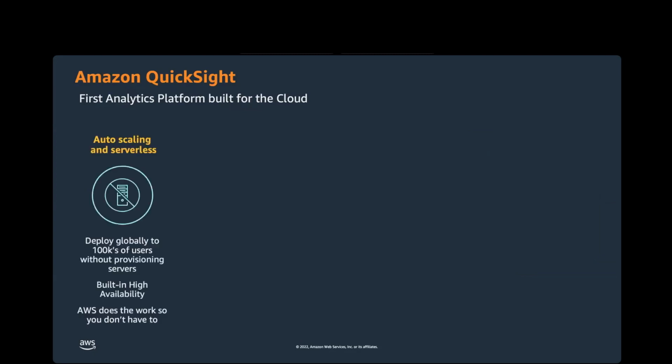It was built with a few considerations in mind. It was built, first of all, to be auto-scalable and serverless. QuickSight is completely serverless and completely managed. This means that you don't have to worry about provisioning servers, choosing instance sizes, or capacity planning. We at AWS manage, maintain, and deploy the servers and software behind the scenes for you.